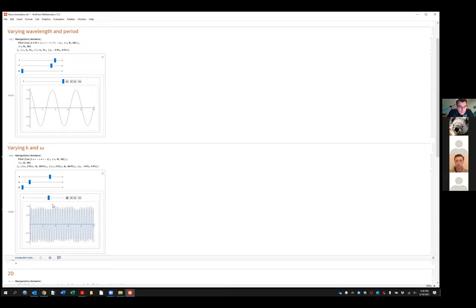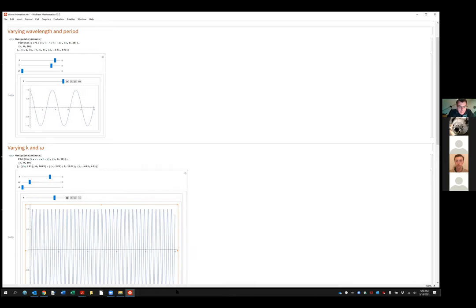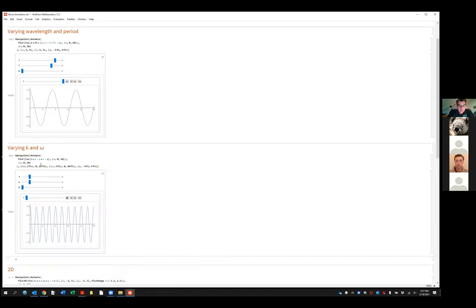And the reason why the amplitudes are no longer the same is because it's not sampling finely enough for some reason. I should be able to make this. All right. Now, if I make it larger, then the graphics resolution.